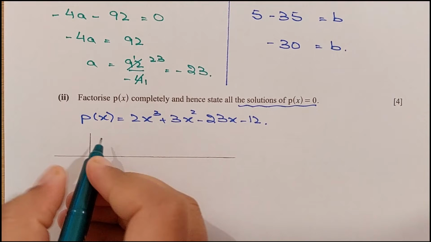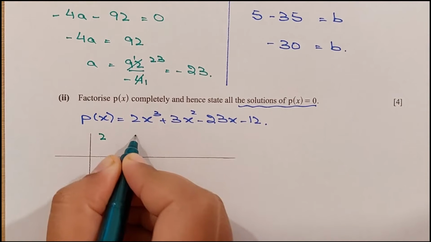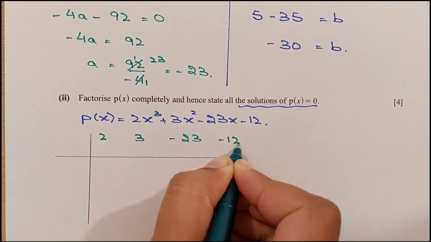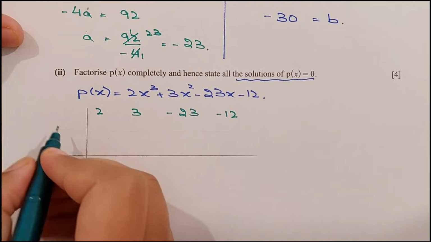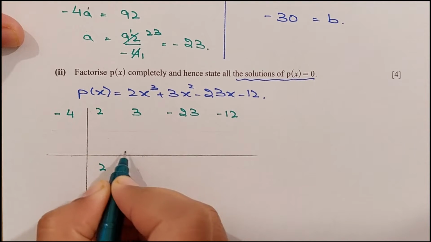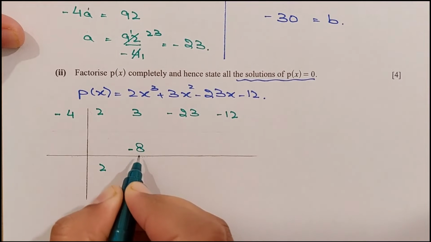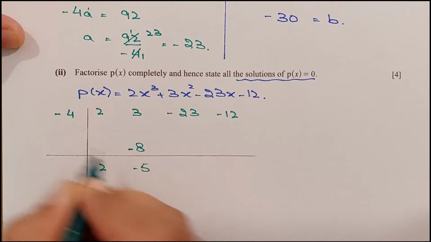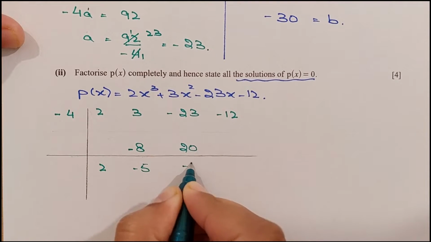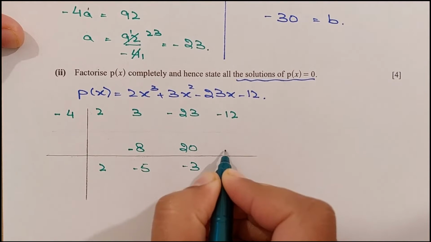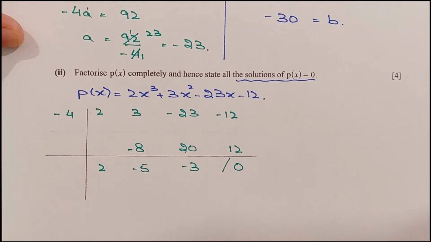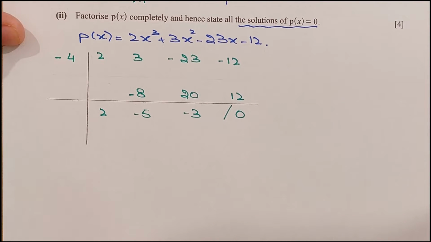So the coefficients are 2, 3, negative 23, and negative 12. Minus 4 is the root for the factor. Bring the 2 down. Negative 4 times 2 is negative 8, and negative 8 plus 3 is negative 5. Negative 4 times negative 5 is 20, and 20 minus 23 is negative 3. Negative times negative is positive, 4 times 3 is 12, and this is 0. So these are the coefficients for the quadratic.